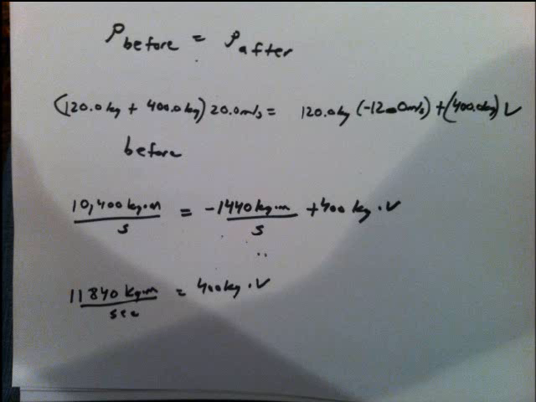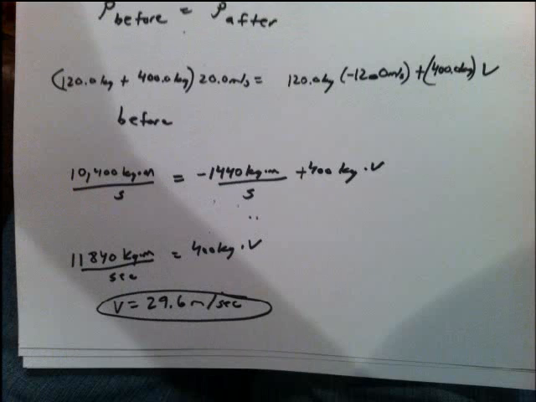We're going to need to do some algebra by adding that negative 1440 to both sides. Then we're going to need to divide both sides by 400 kilograms. And once we do that, that should give us the velocity. And when we solve it out, we ended up with a velocity of 29.6 meters per second.